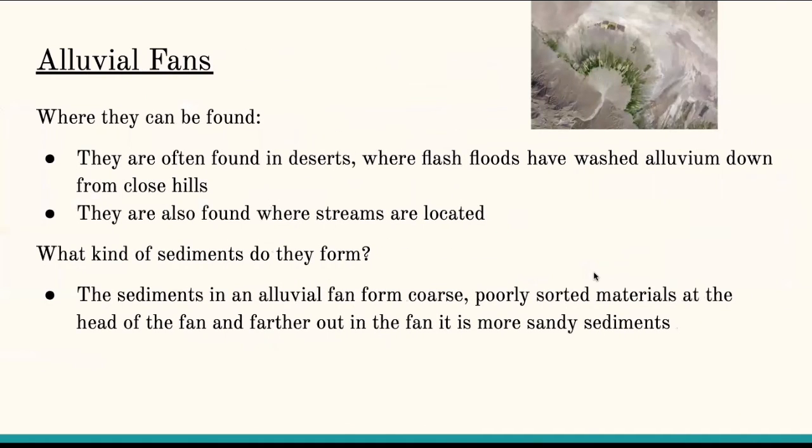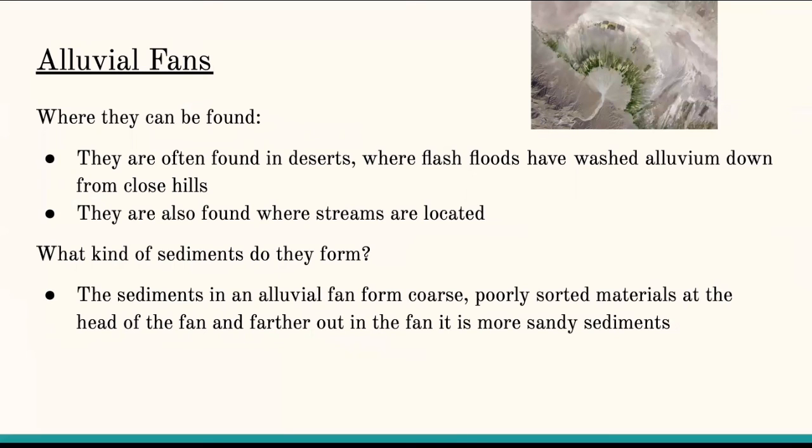Here's some more on alluvial fans to help you better understand what they are. So where can they be found? They are often found in deserts where flash floods have washed alluvium down from close hills. They're also found where streams are located; a lot of times when it's wet, it makes it easier for them to form. And they're typically found at the exit of a canyon onto a flatter plain, and they form in areas where there is a sudden change in landscape. It makes them a lot easier to form.